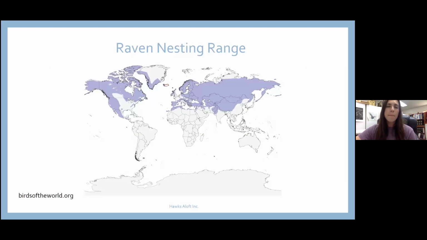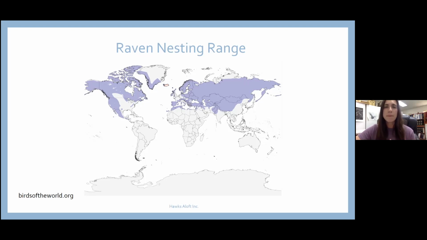This is a picture brought to us by Birds of the World. It's a map of the raven nesting range. The purple areas are areas that ravens are year-round inhabitants. So you can see they're extremely widespread, and most of the time they are non-migratory birds. They will find food, nest, and live year-round in the same area. You can see on the edges of this map, there's a darker coloration as well as some orange in places. Those are areas where the birds will move if there's a shortage of food.